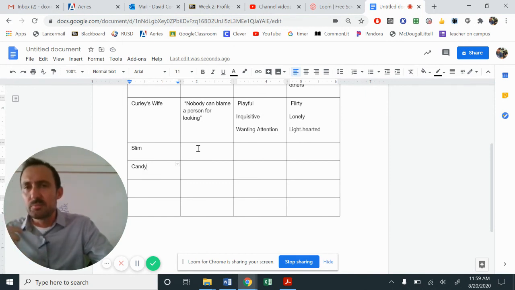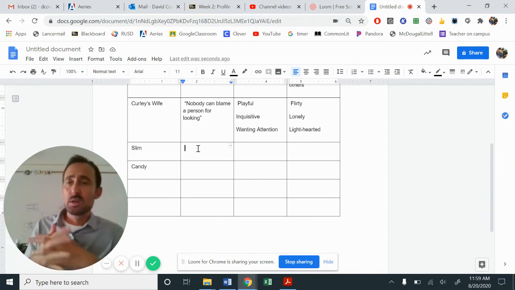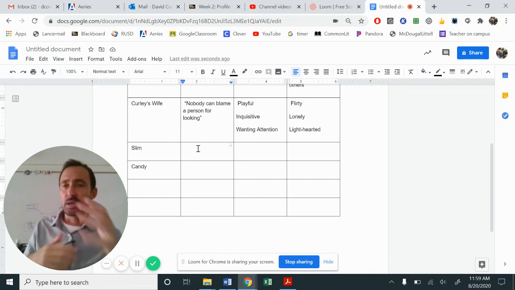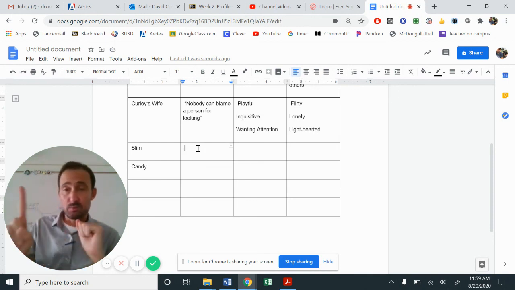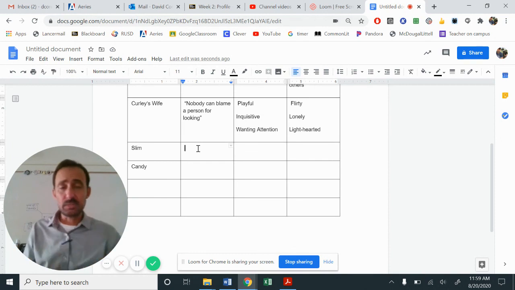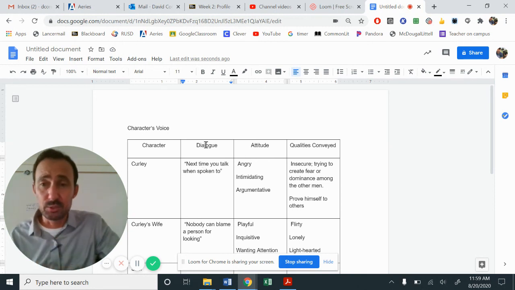Those smaller items. Slim is in charge. Okay, he's the leader of all of the farm workers. He's got a very gentle attitude. And he even comes in and begins to have a small conversation with George, and you can kind of see that. So you get to pick. You either pick Candy or Slim. Do the same components. Pick a piece of dialogue from chapter 2.